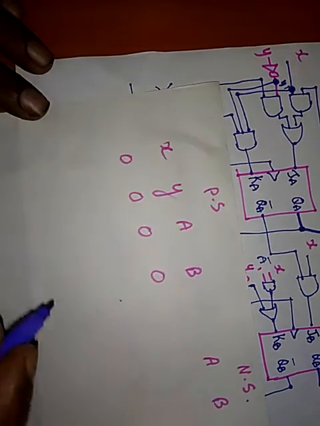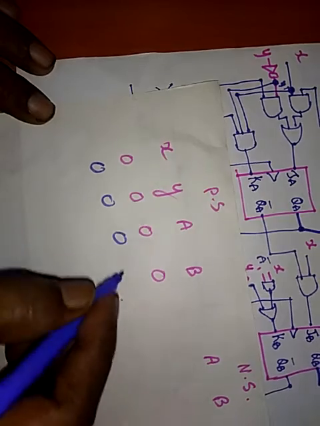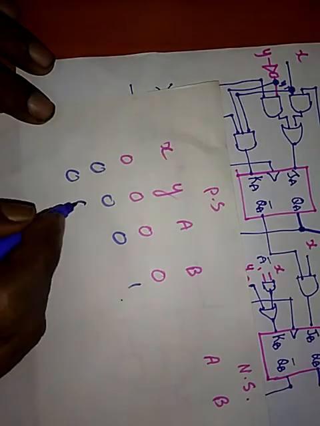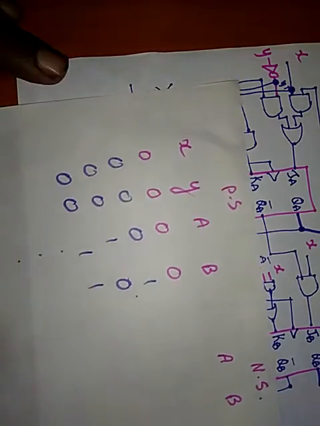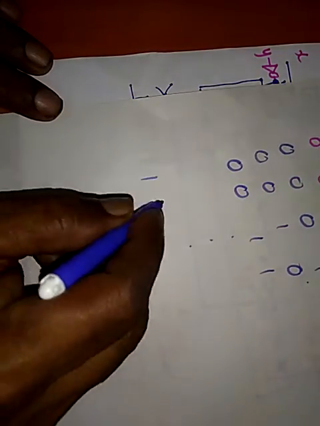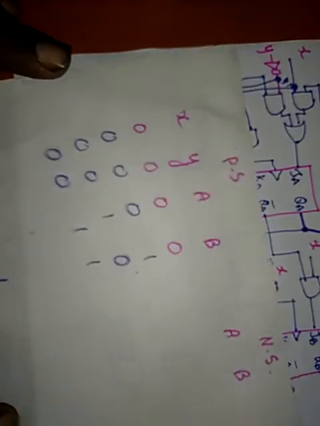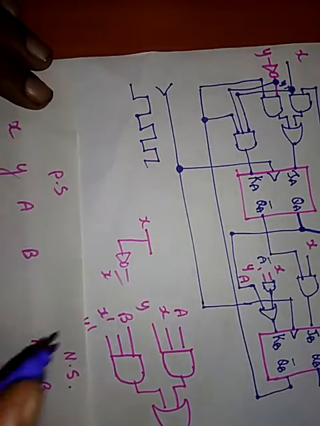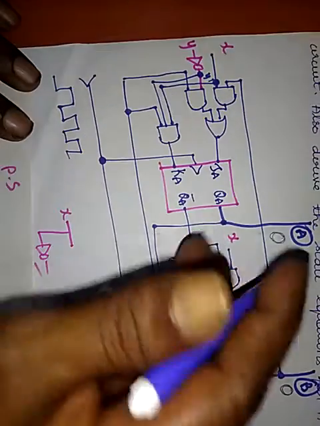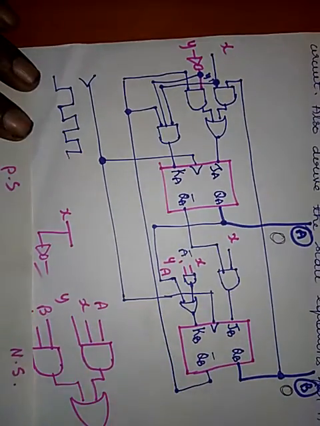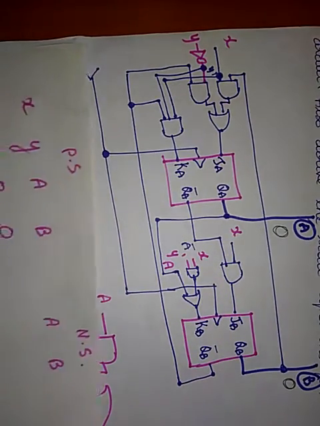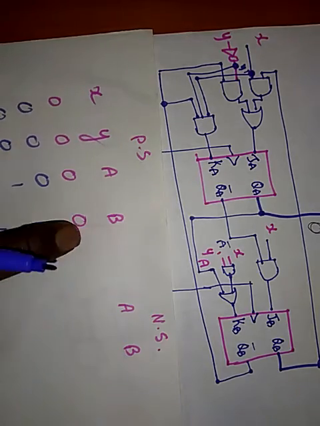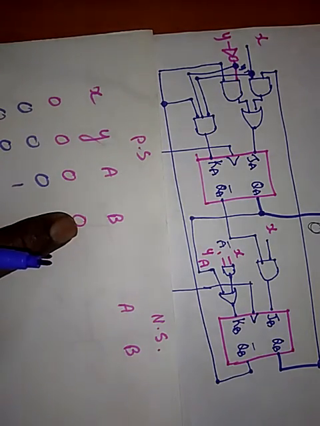The next will be 0, 0, 0, 1, 0, 0, 1, 0, 0, 0, 1, 1. Likewise, it goes up to the last value 1, 1, 1, 1. So for this case, what we have assumed is the present state, assuming an initial condition of 0, 0. A, B is 0, and we assume X, Y also 0. That means we have taken into account these 4 as the input.